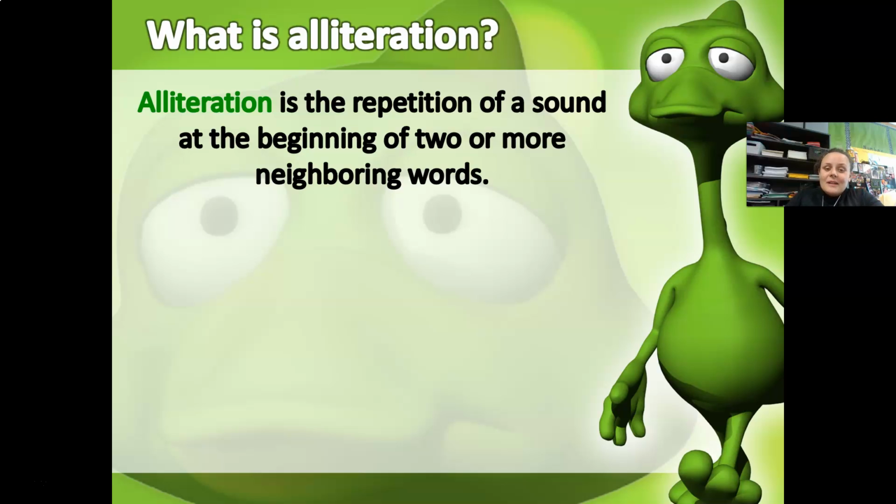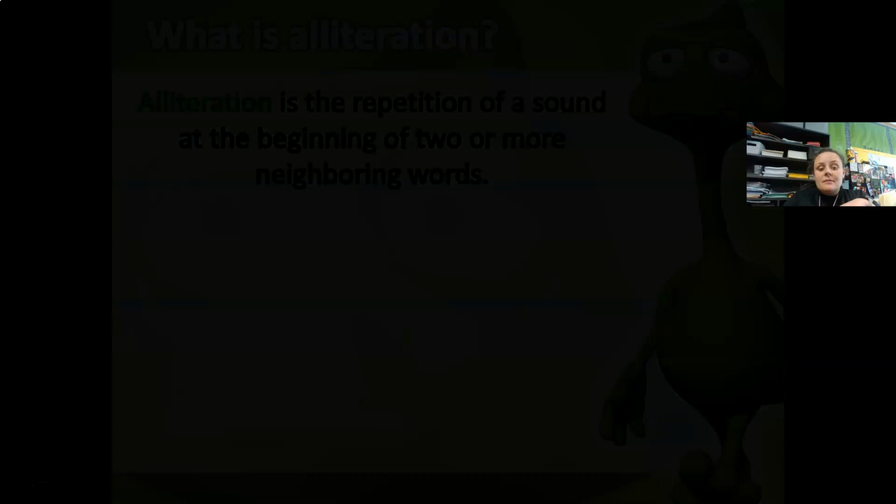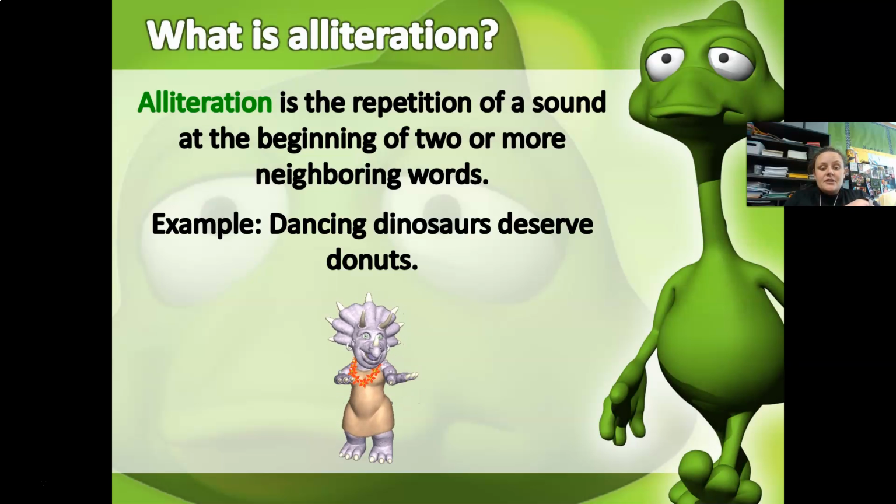Alliteration. Alliteration is the repetition of a sound at the beginning of 2 or more neighboring words, and we talked about this with poetry. Lovely Lisa loves lazy lizards. They're like tongue twisters. Sally sells seashells down by the seashore. Peter Piper picked a peck of pickled peppers. You hear that repeating sound at the beginning. Dancing dinosaurs deserve donuts. Maybe you want to make one up about me.